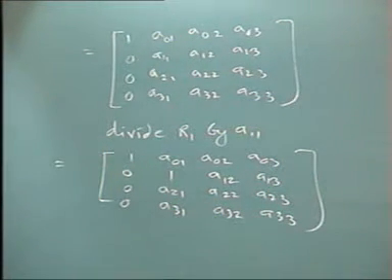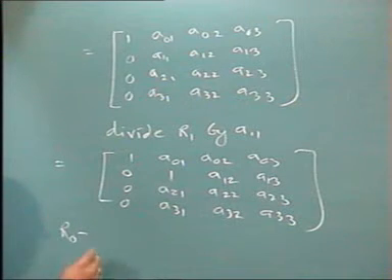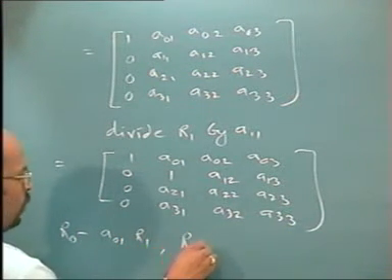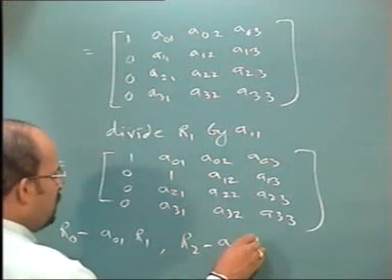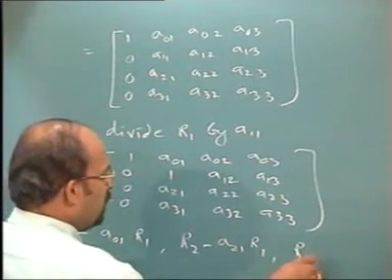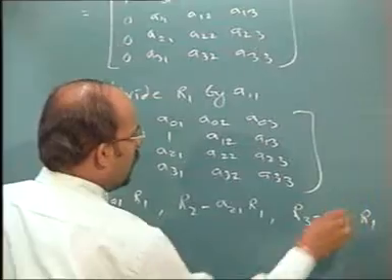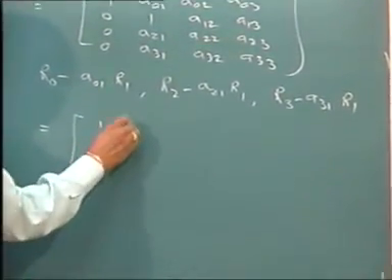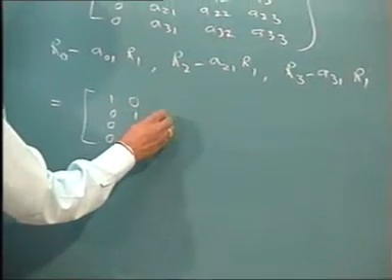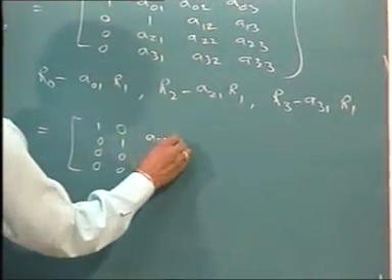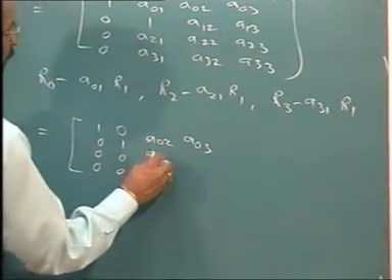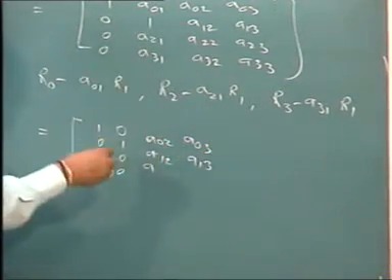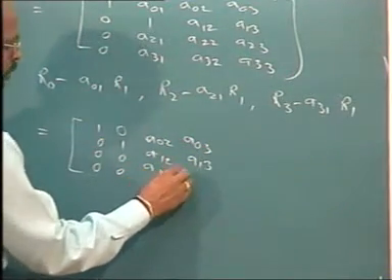The operation to be performed will be R0 minus A01 times R1, R2 minus A21 times R1, and R3 minus A31 times R1 to give me something like 1, 0, 0, 0, 0, 1, 0, 0, and the rest of the elements are as they are, A02, A03, A12, A13. As they are means their values are changed, notation remains the same.